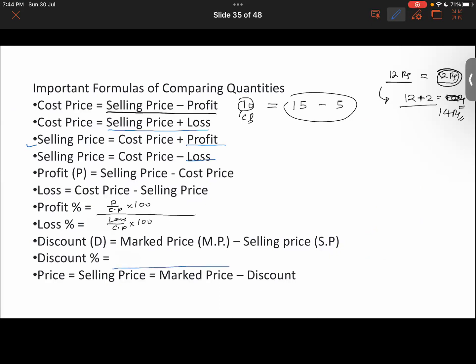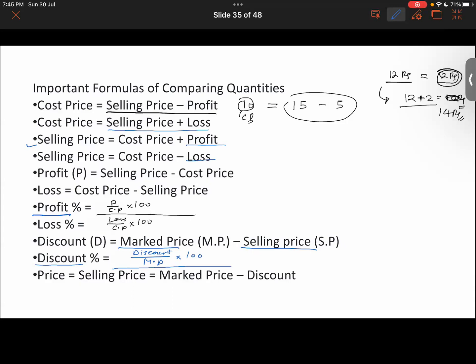How do you find the discount percent? And also do tell me, guys, on which value we calculate discount? Is it on mark price or on selling price? Mark price, sir. Very good. It is calculated on mark price. And what is the formula? It is the same as profit percent. Simply in place of profit, you write discount. Sir, discount by MP multiplied by 100. Exactly.